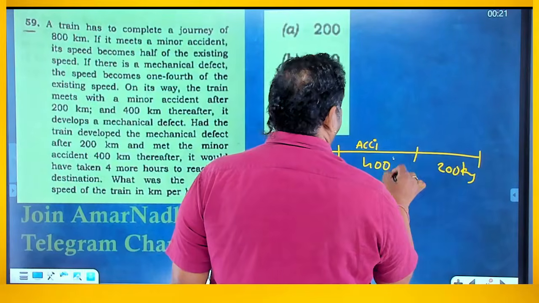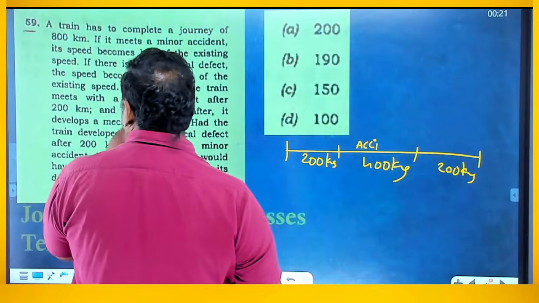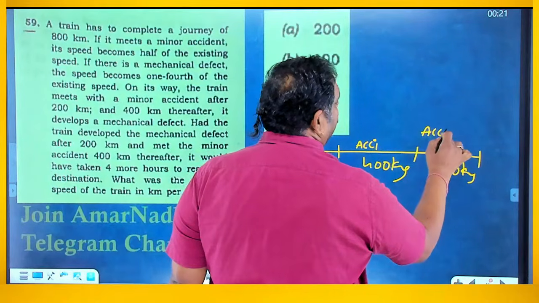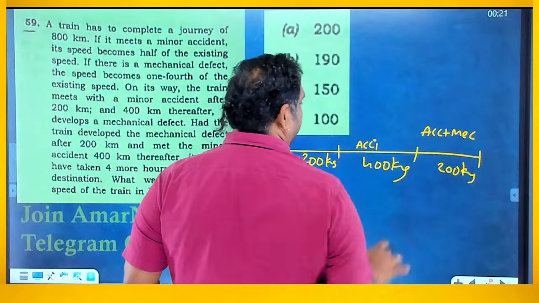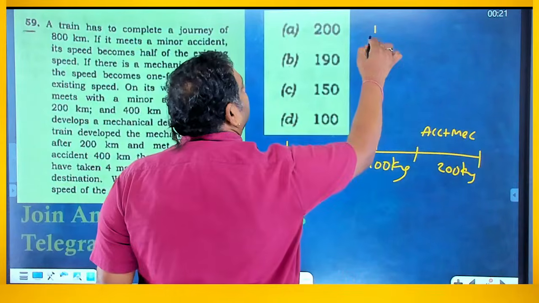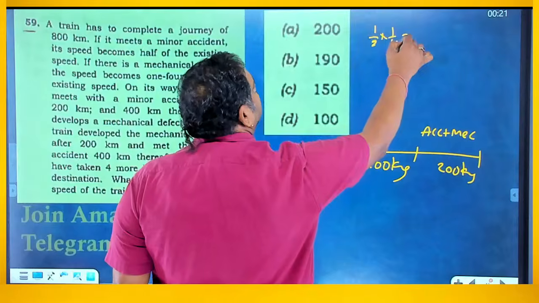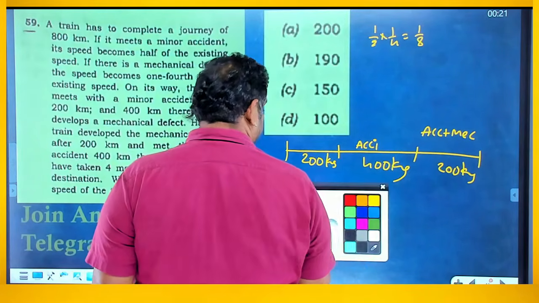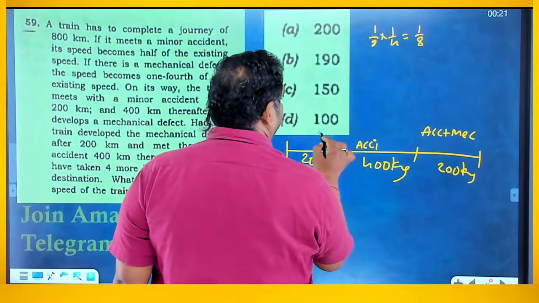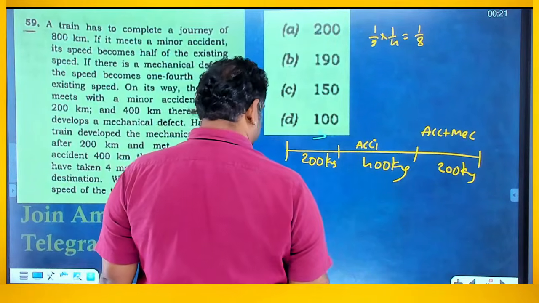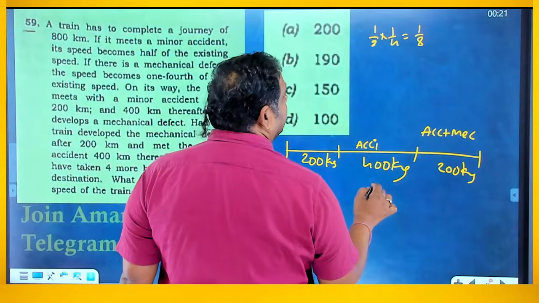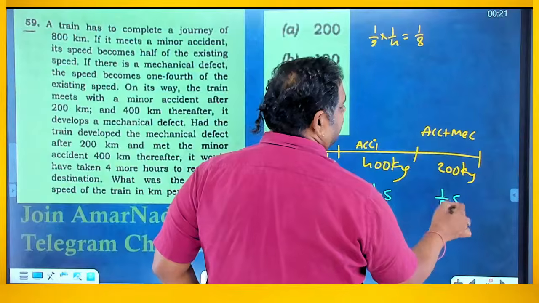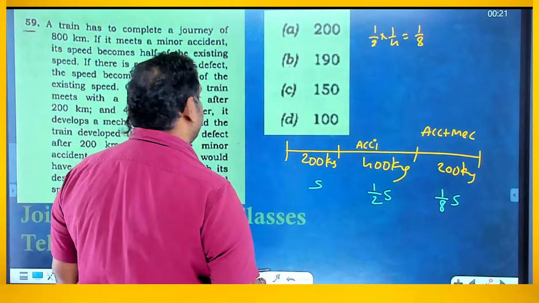Okay, right. Thereafter, it develops a mechanical defect. Means it is accident and a mechanical defect. Both happened. So accident means half. Mechanical defect means 1/4. So it will be running with 1/8 speed. So if you think of the speed point of view, the speed here is S. Here it is accident, half S. Here it is 1/8 S. Understand? Okay, good. Keep it aside.